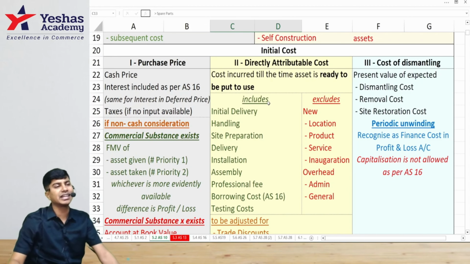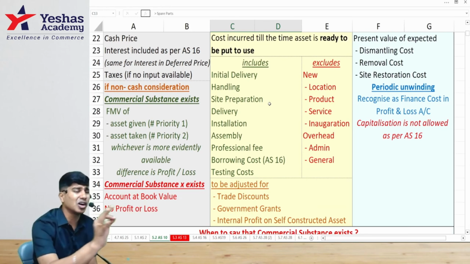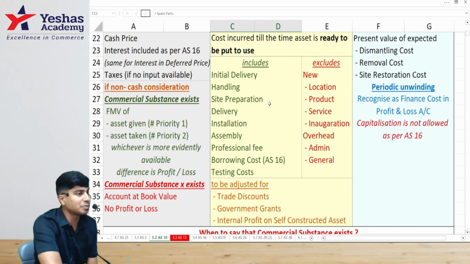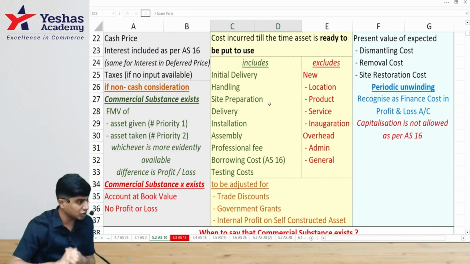After this, we went on to directly attributable cost. What all will it include? It will include all the costs or all the expenditure incurred till the time the asset is ready to be put to use. All the expenditure incurred till the time the asset is ready. Which asset to buy? If you take some expert advice, that cost.